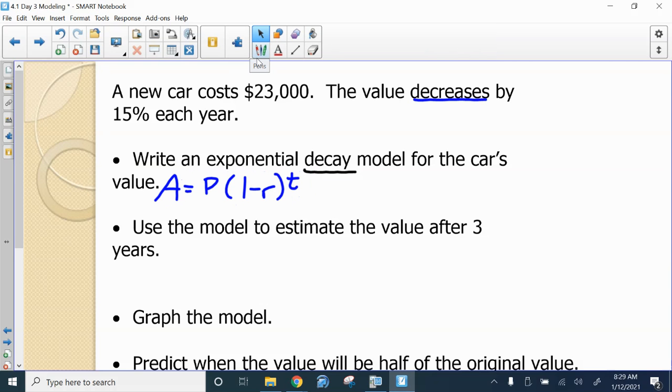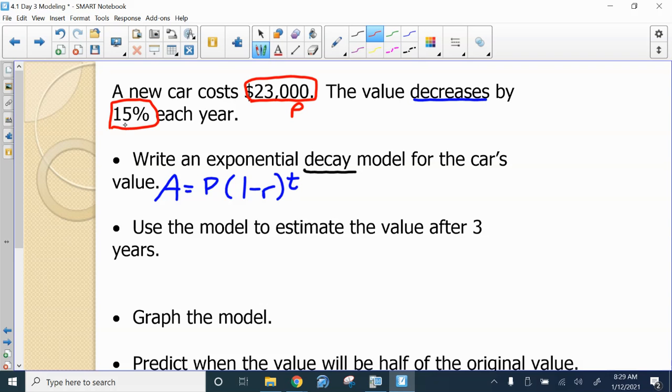What we want to do is actually plug in the numbers. So we need to know what is the principal, what is the rate, and if we have it, what is the time. In this case, we're just going to write the model. We're not actually going to solve anything, so we're not going to have all of the numbers plugged in. So our principal is our 23,000, and our 15%, that would be our rate, but it's not quite in decimal form yet. If we write 1 minus 15, that's a negative number. We can't have a base of a negative. So we have to actually put it into decimal form.